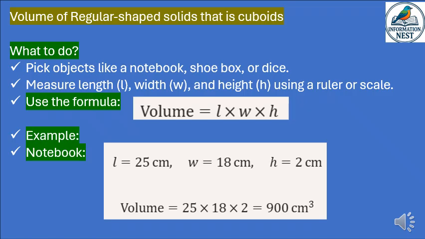All right. It's time to bring out your rulers and think like volume detectives. Today, we are measuring the volume of regular shaped solids, specifically cuboids. That means anything boxy: notebooks, shoe boxes, dice, even your lunch box if it is rectangular. Step 1, pick your object. Let's say we are using a notebook. Step 2, measure its length, width, and height using a ruler or scale. For example, length is equal to 25 centimeter, width is equal to 18 centimeter, and height is equal to 2 centimeter.